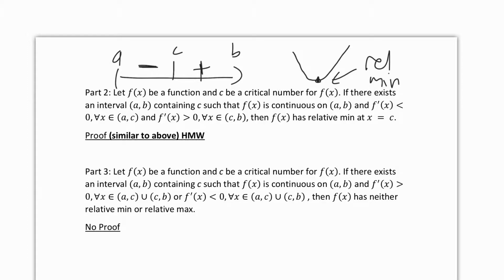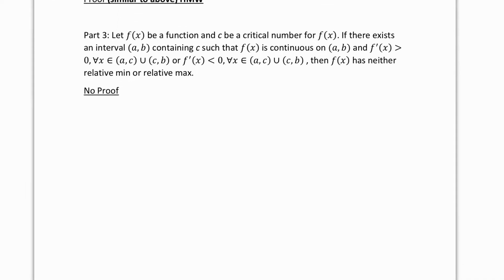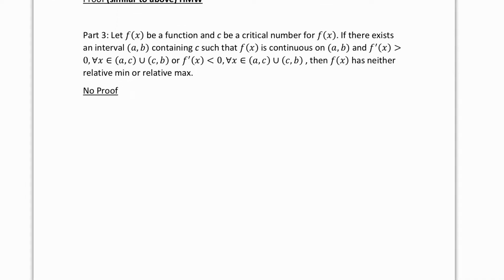Now let's look at part 3. Let f(x) be a function and c be a critical number of f(x), if there exists an interval a b containing c such that f(x) is continuous on a b and f prime of x is greater than 0 for all x in the interval a c union c b, or less than 0 for the same interval, then f(x) has neither a relative max or relative min. So we're not going to prove this one, but here's the idea.